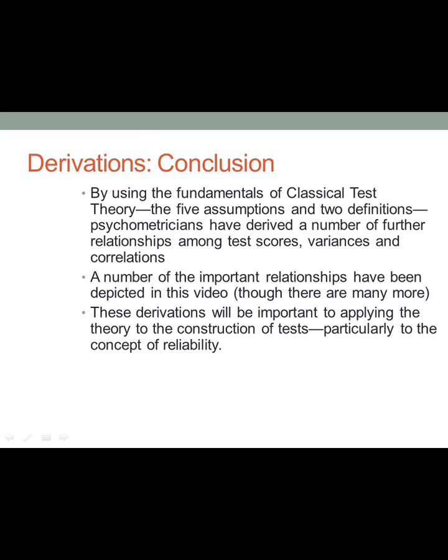So by using the fundamentals of classical test theory, the 5 assumptions and 2 definitions, psychometricians have been able to derive a number of further relationships among test scores, variances, and correlations. A number of the important relationships have been depicted in this video, though there are many more. But these derivations will become important to applying the theory to the construction of tests, and particularly to the concept of reliability.